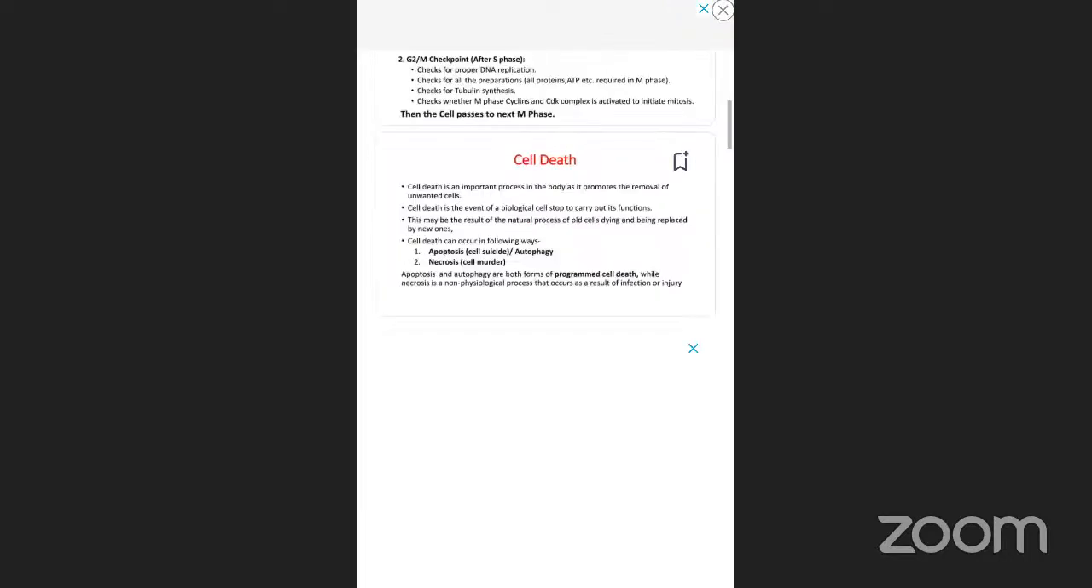Necrosis is cell murder. Apoptosis and autophagy are both forms of programmed cell death, while necrosis is a pathological process that occurs as a result of infection or injury. Apoptosis: if cells are no longer needed, they commit suicide by activating an intracellular death program. This process is therefore called programmed cell death, although it is more commonly called apoptosis.